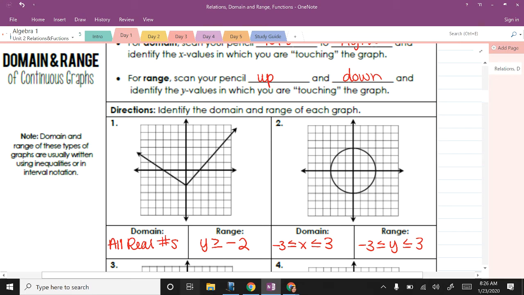3. So if you use a variable for domain, make sure you're using X. For range, make sure you're using Y. Okay, so this is saying our Y values are between -3 to +3 going up and down. Okay, all right.